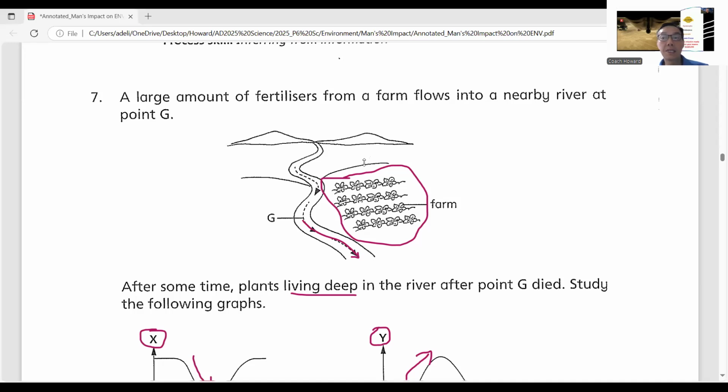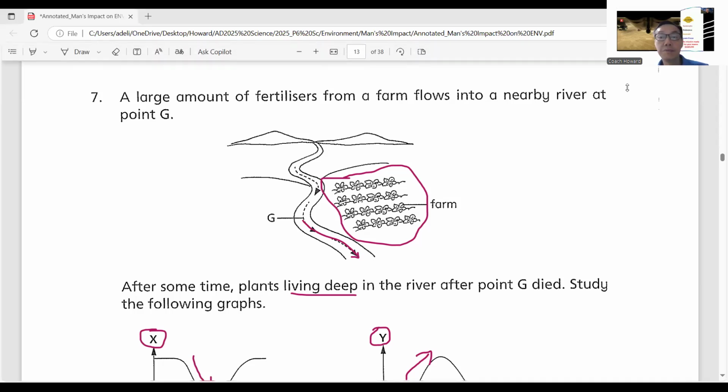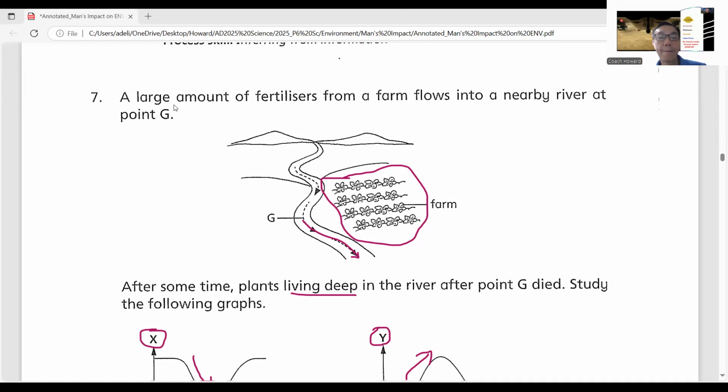Okay, let's see the next question. A large amount of fertilizers from a farm flow to a nearby river. So it's important to see the arrow direction. So this large amount of fertilizer from this farm, because you know it's on a slope, so after rain, the fertilizer gets washed into the river. So it's flowing from the north to the south.